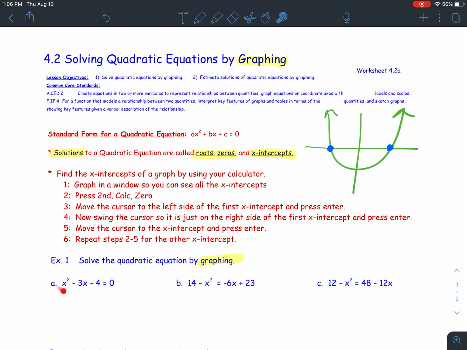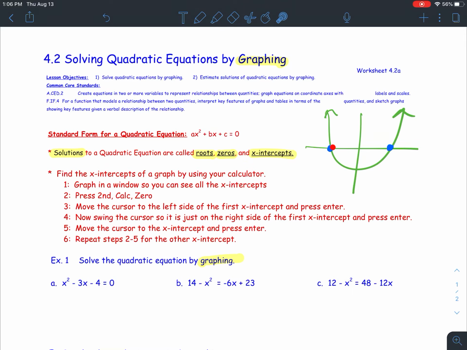Now, keep in mind, when you type something into your calculator to graph, you always go to the y equals button. So you need to make sure first that all the terms in your equation are moved to one side of the equation, leaving a 0 on the other side. That is done for you here in example A, but in examples B and C, we first need to move everything to one side of the equation. It's preferred that you write it in descending order, but not required, although I would highly advise it.